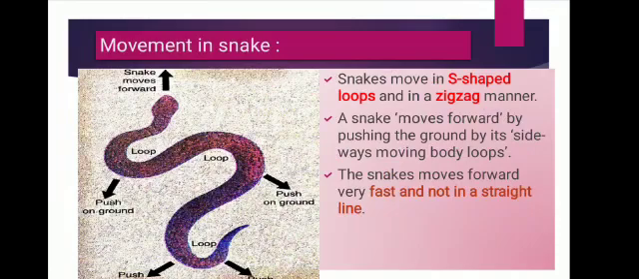The special name of the wave-like motion of a snake is slither, and we can also say that the snake slithers on the ground by looping sideways. The snake moves in an S shape. S shape means a zigzag manner. The snake moves forward very fast but not in a straight line.